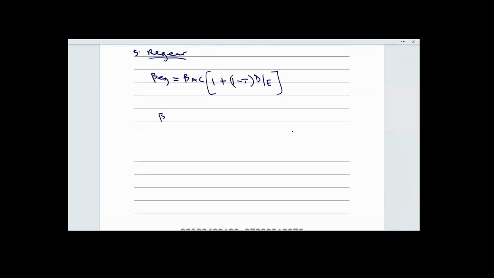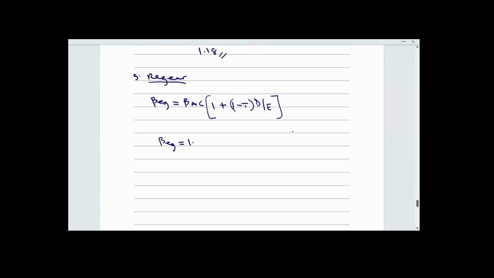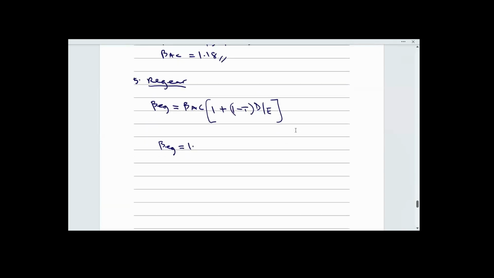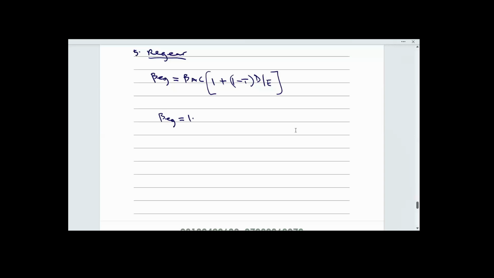So beta equity of a geared company equals 1.18, that's the beta asset of the combined, then multiply by 1 plus tax rate. Is it not 40% or 35%? Let me confirm again. Yes, tax rate is 40%.